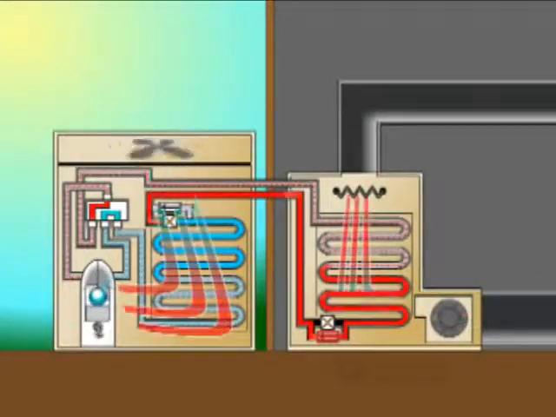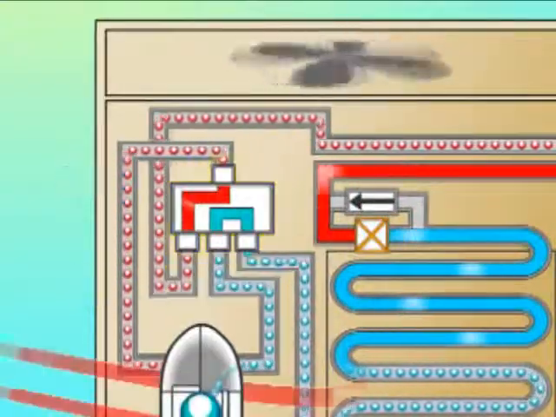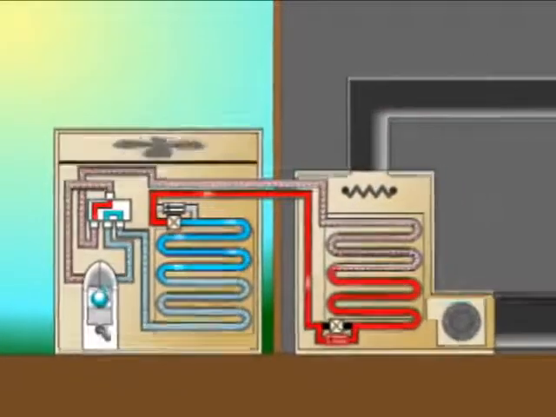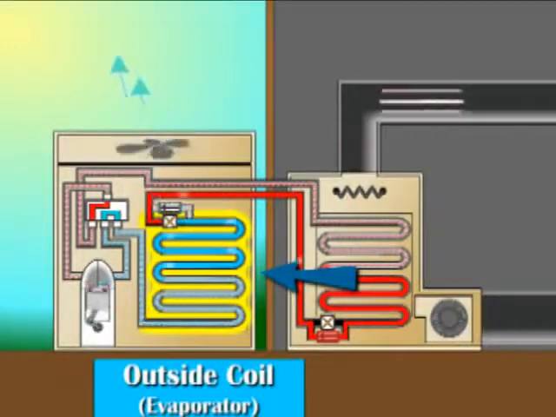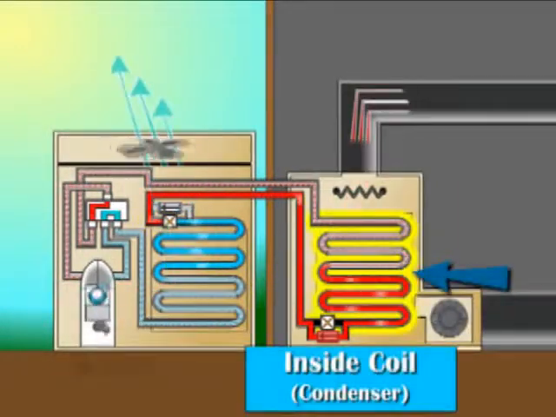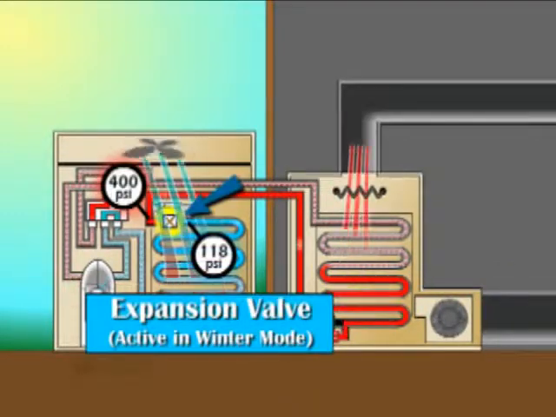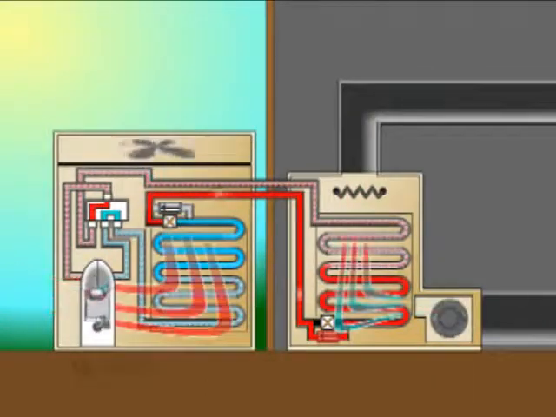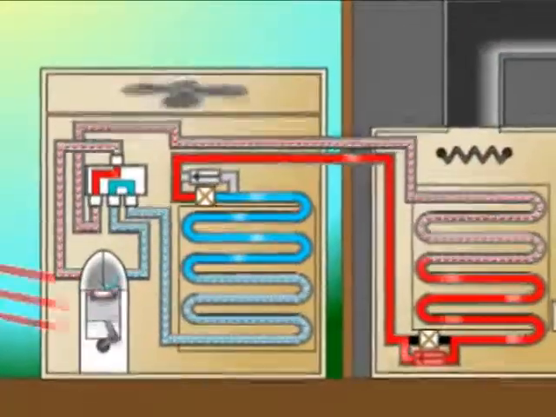During the winter mode, the reversing valve reroutes the refrigerant path, thereby making the outside coil function as the evaporator and the indoor coil as the condenser. The heat is absorbed from the outside air by the evaporator, then brought inside and released by the condenser to heat the home's air. Also notice the outdoor expansion valve is now active as the indoor expansion valve is bypassed. This is a very efficient and cost-effective method for heating the home.